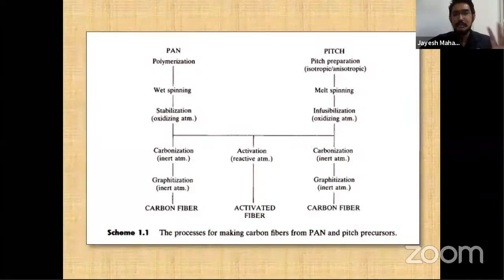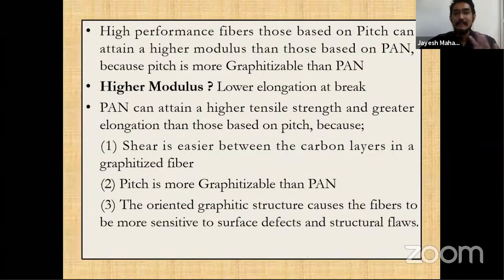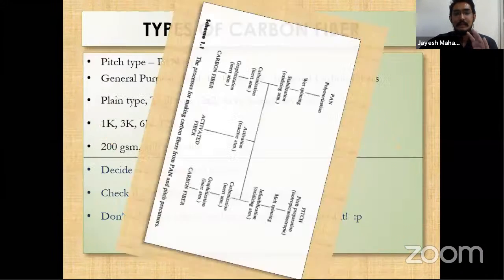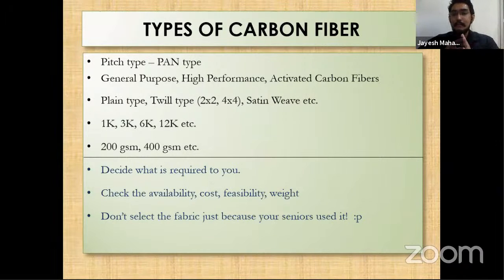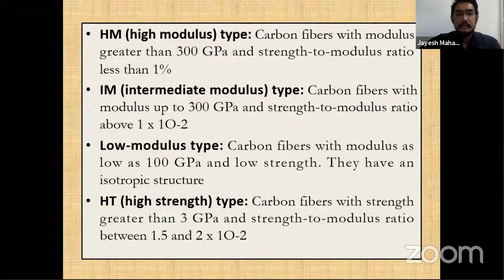Talking about PAN, pitch, high modulus, low modulus can be quite confusing and a bit complex, right? So let's talk about general terms which we can understand, which could be a deciding factor for us. Obviously these things are quite important to learn in terms of having knowledge in engineering, but let us come to the simplistic part of it. What is plain type, twill type, and satin type, what is 1K, 3K, 6K, 12K, what is GSM, so 200 GSM, 400 GSM, etc.? Okay, let us come to this point.